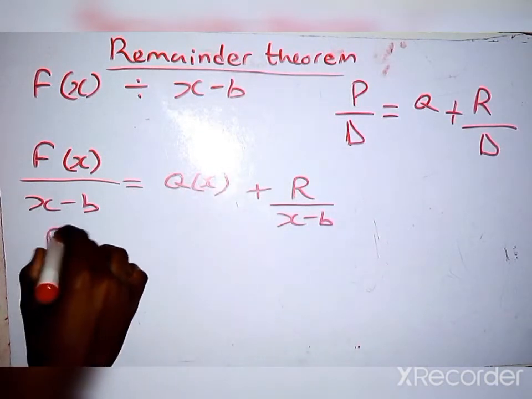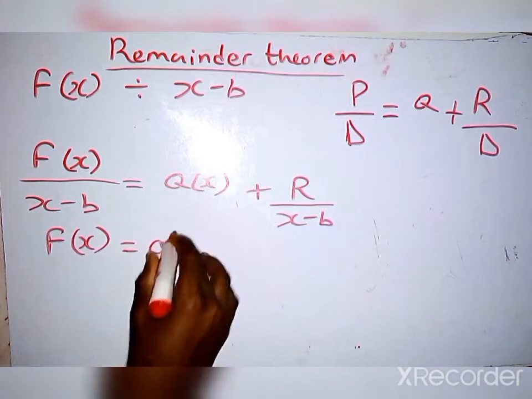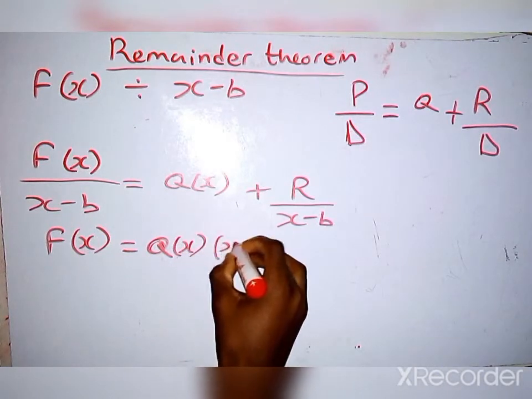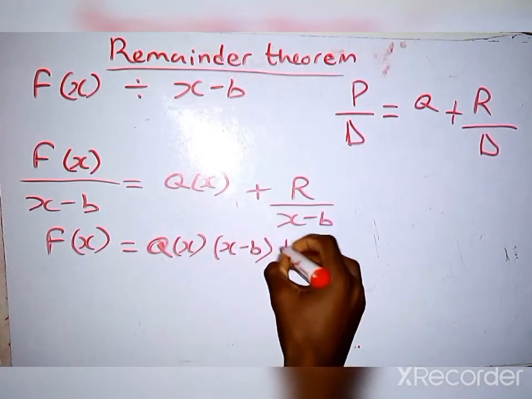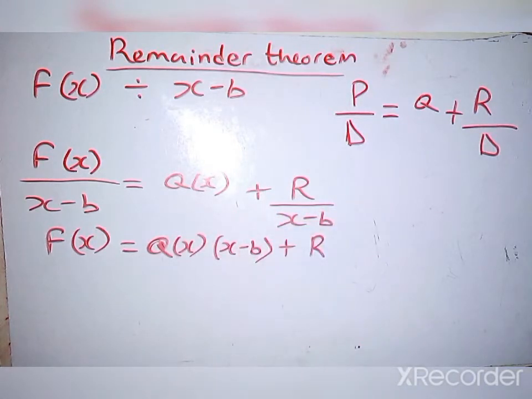We will now have f of x equal to Q of x into bracket x minus b, plus R. You know that when you multiply, this will cancel. So we have something like this.